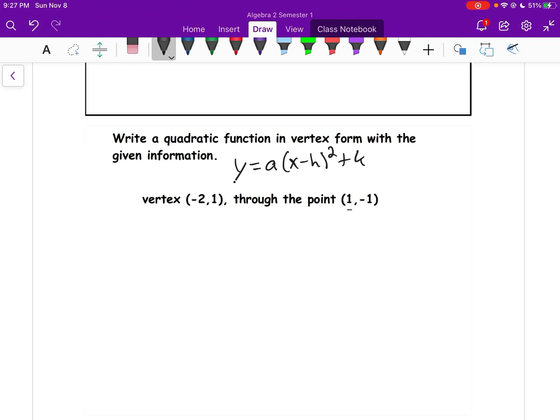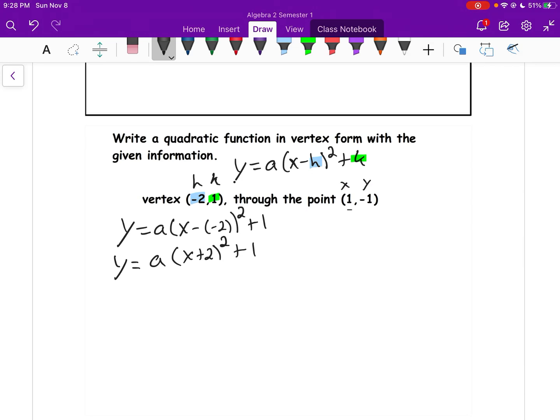So if we are given the vertex, if you remember, the vertex is (h, k). So we're going to take those values, plug them in for h and k. So when we do that, we get y is equal to a times x minus negative 2 squared plus 1. Simplifying inside the parentheses, x plus 2 squared plus 1. So then from there, we have another value. We have x and y. Okay, we've used the vertex. We just need to use that other point. So we're going to use that for x and y.